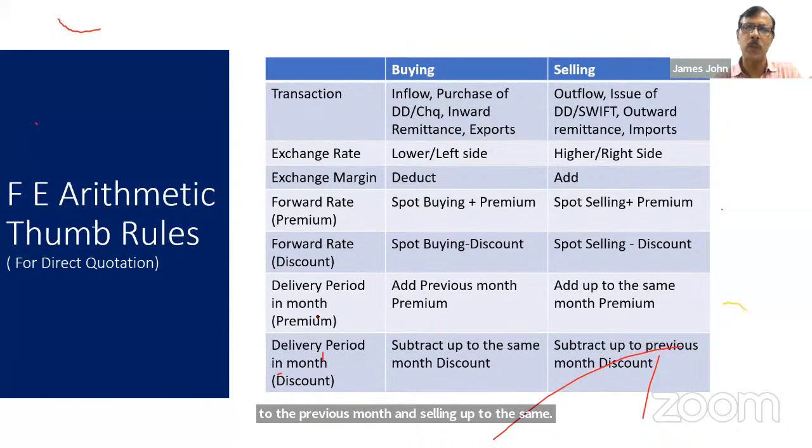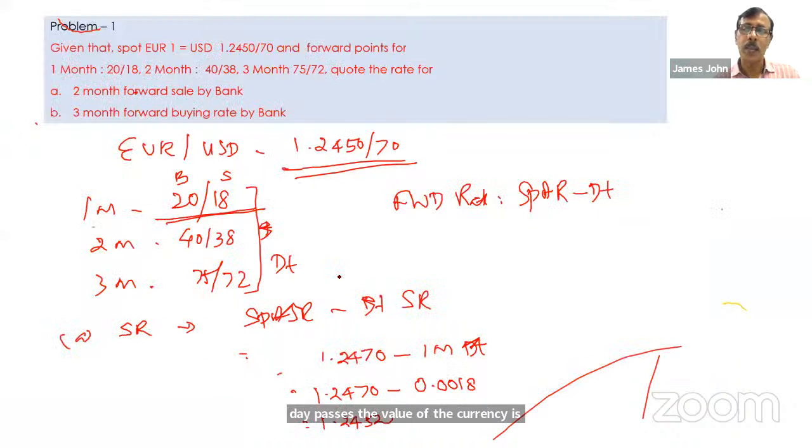We are following the direct quotation, and in direct quotation, it is buy low, sell high. When we buy at a lower rate, when the currency is at a premium, it means that as the days pass, the value of the currency is moving up, and we will not pass on the higher value. That is the concept.